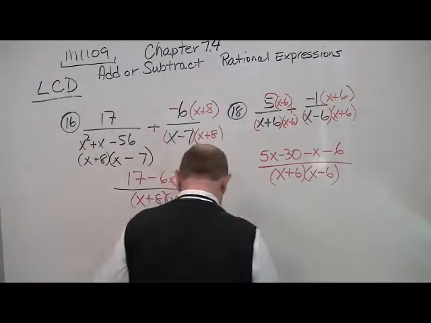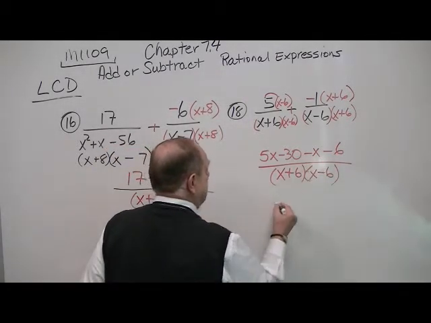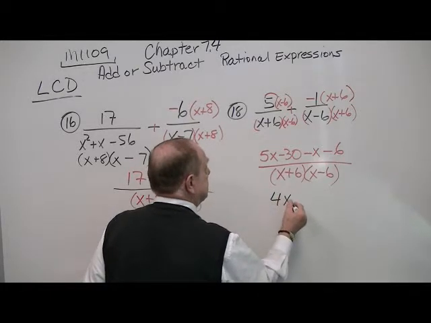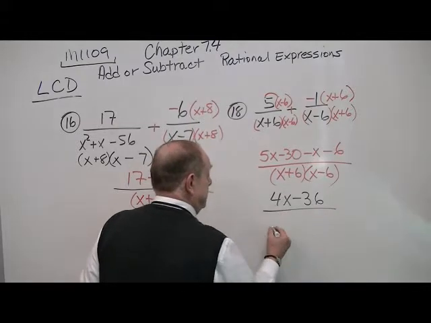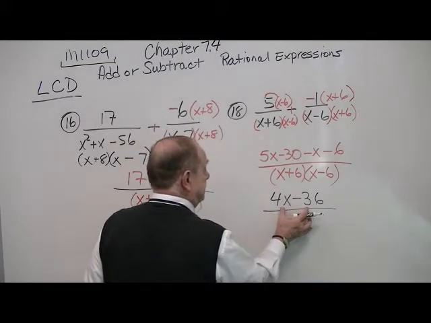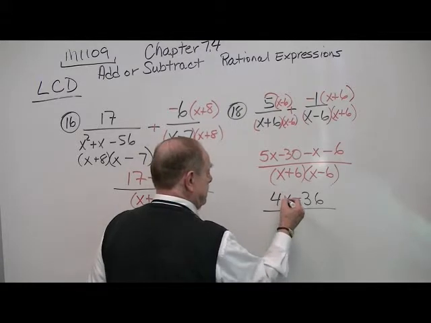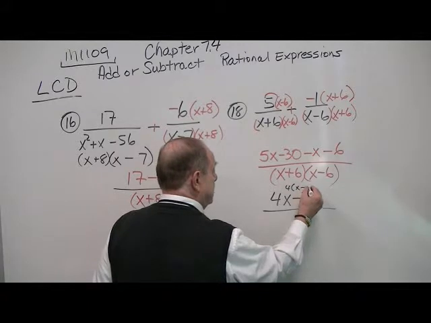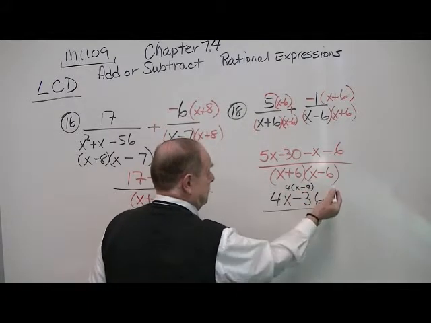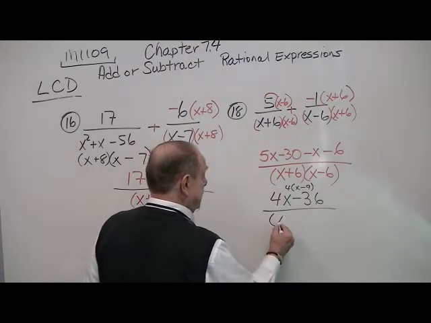So now we group like terms. This is going to be 4x minus 36 all over this. But let's see if I can factor this at all. No, I don't think I can factor anything out of there. This is going to be 4 times x minus 9 over that, and nothing happens. So I would just leave it this way.